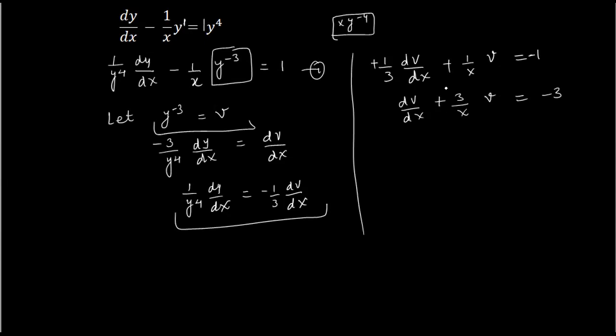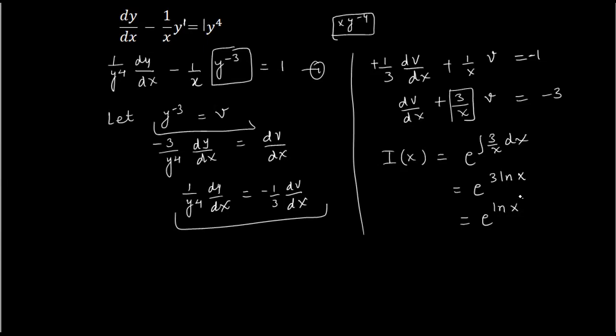We get p equal to 3 over x. So our integrating factor is simply e raised to the power integral of 3 over x dx, which is nothing but e raised to the power 3 log x, or it can be written as e raised to the power ln x cube, which becomes x cube. So our integrating factor is simply x cube.